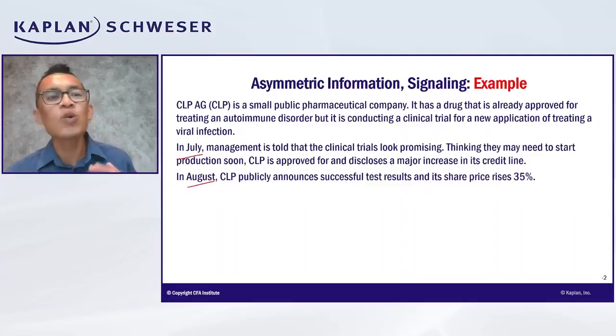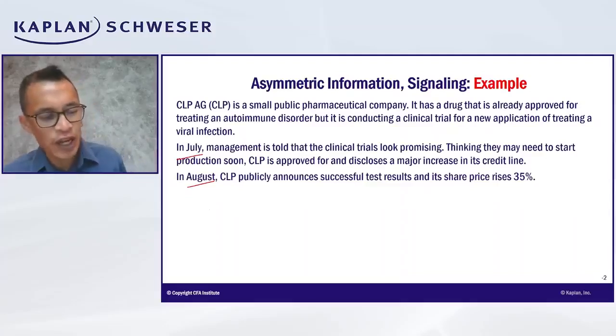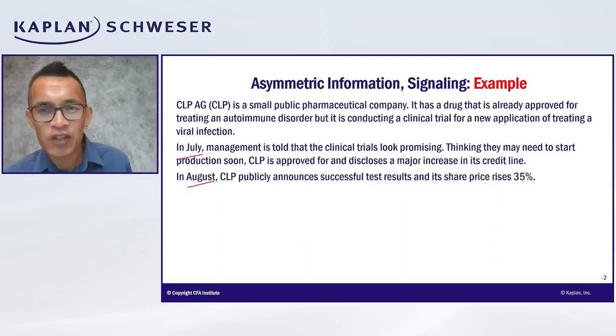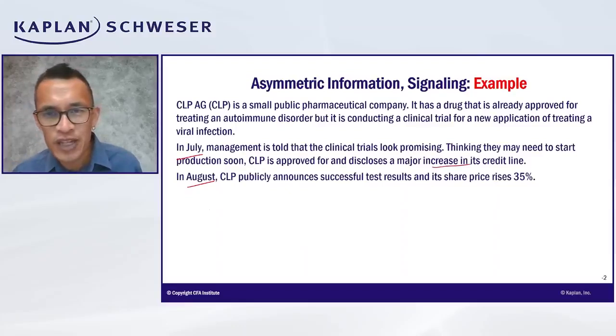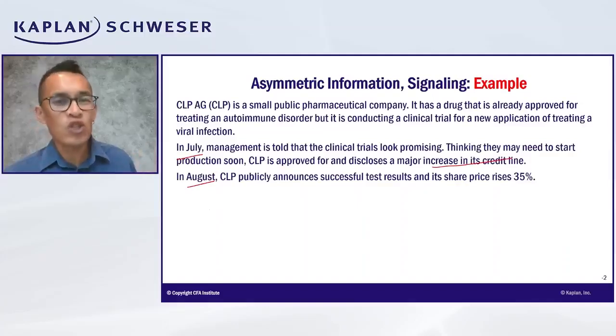Okay, so to demonstrate signaling, we see the taking on of additional debt back in July as a sign of confidence that the company will be able to repay the borrowings plus interest based on future cash flows generated by the company, right? And so that debt here is the increase in its credit line. So that confidence may be a signal then that those clinical trials were successful.